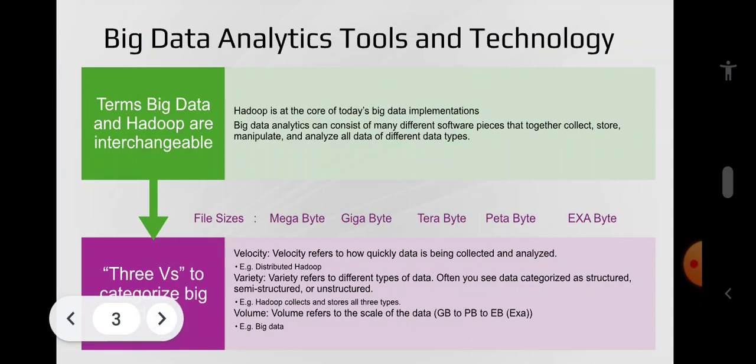So basically, the terms big data and Hadoop are interchangeable because Hadoop is a distributed computing framework that is used to handle big data. Hadoop is the core of today's big data implementations. Big data analytics can consist of many different software pieces that together collect, store, manipulate, and analyze all data of different data types.